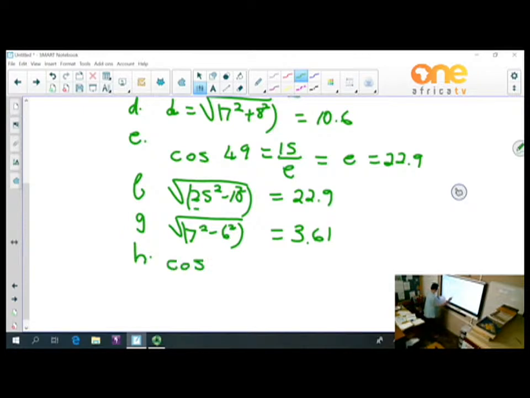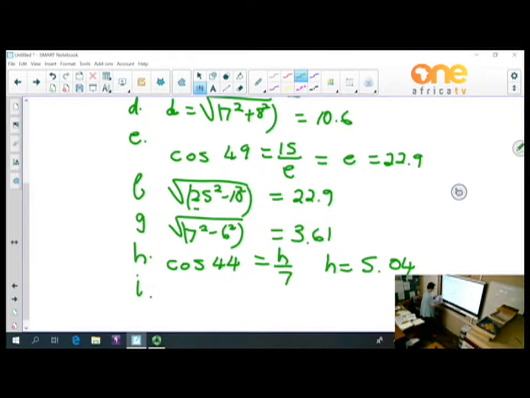Number H. Which function there? Cosine. So cosine 44 is equal to h over 7. Which method? Top times. So 7 times cosine 44 is equal to 5.04.